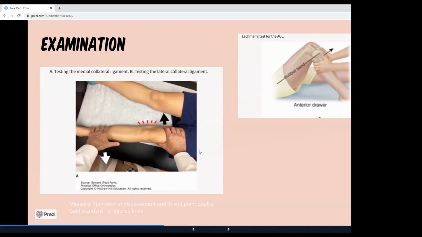Two things that you are looking for are the amount of displacement and the quality of the endpoint. Ligaments are not perfectly rigid, so you will have some elasticity as you're applying pressure or some sort of force. But we should compare not to what we perceive as normal, but to the other knee. So the non-injured knee becomes our gold standard.